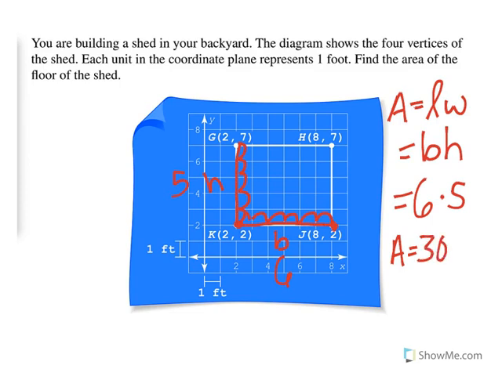Okay, but remember we do have a label on this one. If each square is a foot, then that means my label is feet. But when we do area, it's not just feet, it's feet squared. So in this case, the area of the floor of the shed would be 30 feet squared. And that's all that we have.